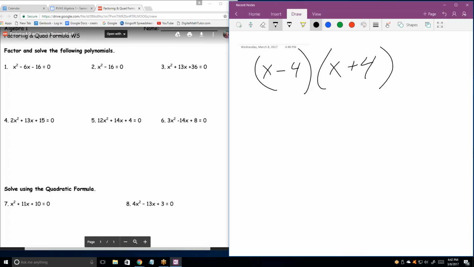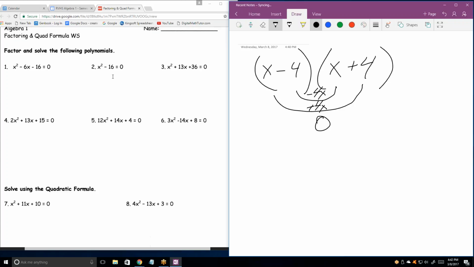And notice what happens if I were to FOIL that out and apply my test. The middle term completely goes away. That's why you don't have a middle term here. The only thing you have is x times x, which is x squared, and minus 4 times plus 4, which is minus 16.